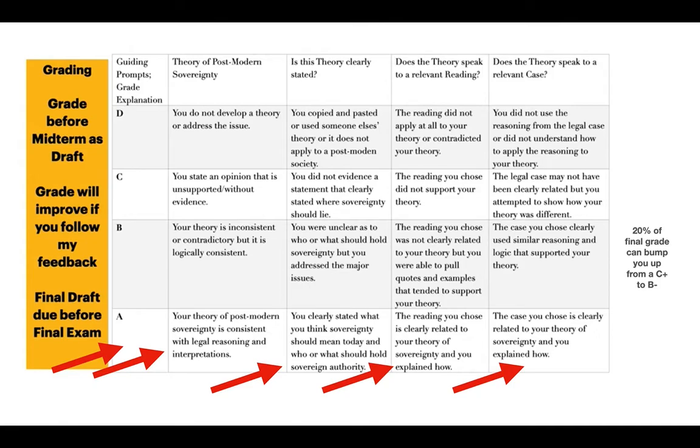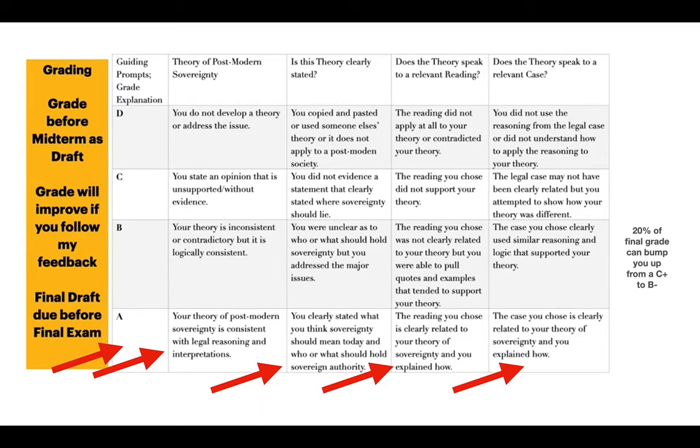what you need to do in order to get that A. If your theory of postmodern sovereignty is consistent with the legal reasoning and the interpretations from the case and the social science reading that you provide, you're going to get an A. If you clearly state what you think sovereignty should mean today and who should actually hold that sovereign authority, you're going to get an A. If the readings that you chose are clearly related to your theory and you explain how, you're going to get an A. And if the case you chose is clearly related to your theory and you explained how, you're going to get an A. So if you do those four things, you're going to get an A.